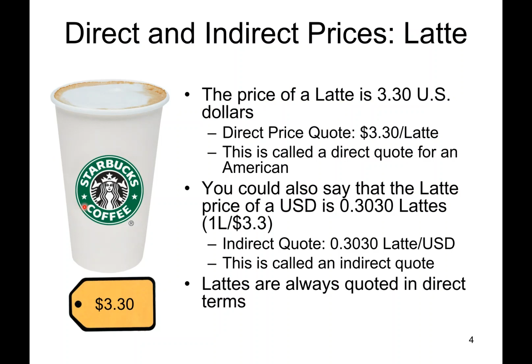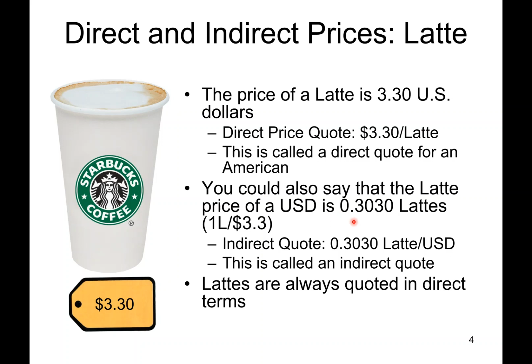So this is one of my favorite commodities in the world. It's called a Starbucks latte, and the price is about $3.30 for the small. That's a direct quote for an American, $3.30 for one latte. Now, if I inverted that price, take 1 over 3.30, that's about 30 cents. So when I buy a latte, I'm trading dollars for lattes, and the latte is quoted in dollars. But I also can invert it and talk about the latte price of $1.